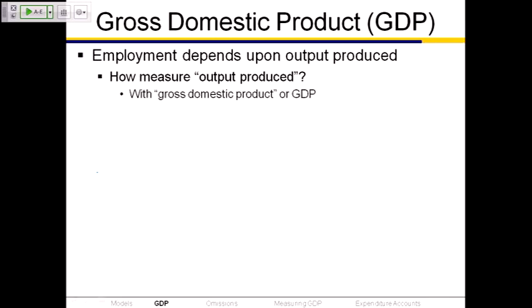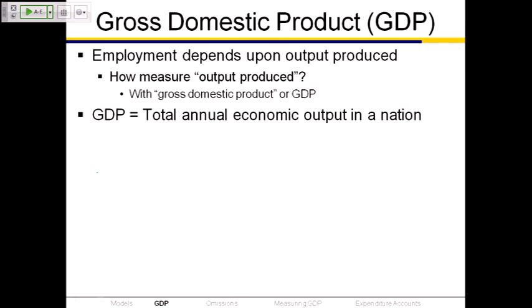Employment depends upon how much output is produced, and our measure of how much output is produced is called gross domestic product, or GDP. One definition of GDP is that GDP is the total annual economic output in a nation. Total annual economic output in a nation.